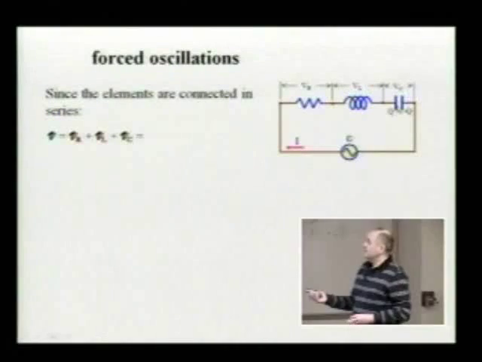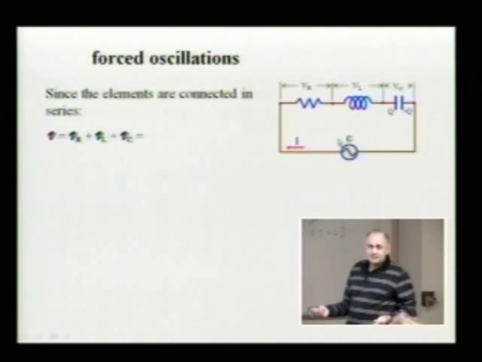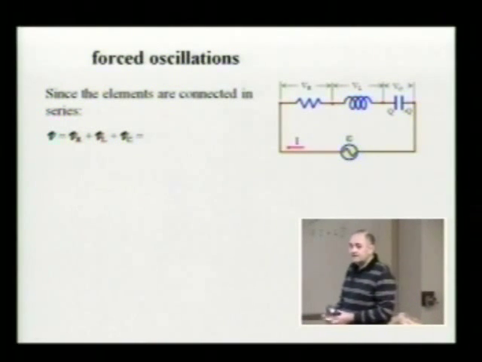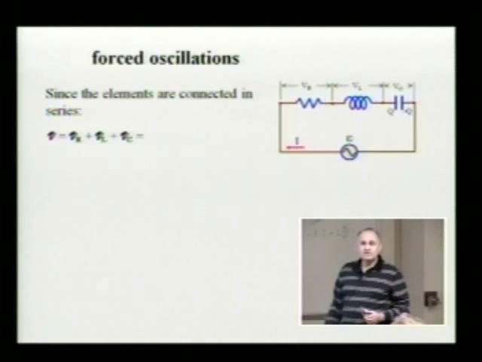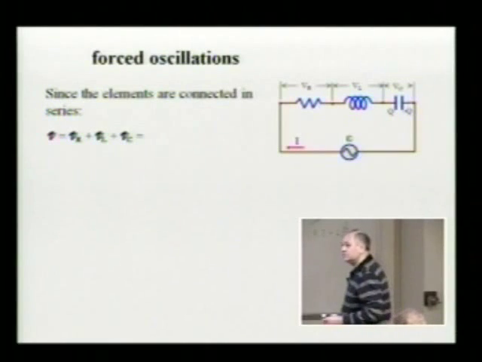Charge divided by capacitance, correct. So here we have charge divided by capacitance. Should I put plus or minus? Plus again. All right, we got such an equation. Well, let's convert everything to current because now we have too many variables. So what should I do to get rid of that charge?